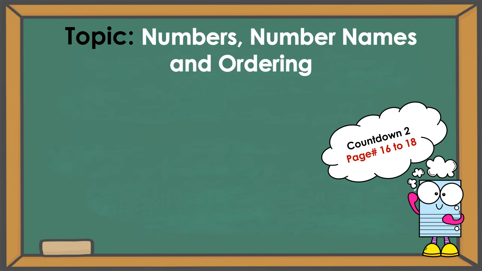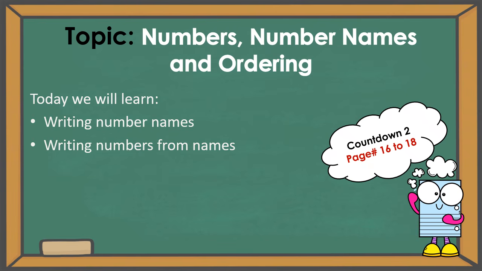Students, this is our maths lesson and today we are going to learn three things: writing number names, writing numbers from their names, and ordering numbers. For this we have to follow the Countdown book, page number 16 to 18.